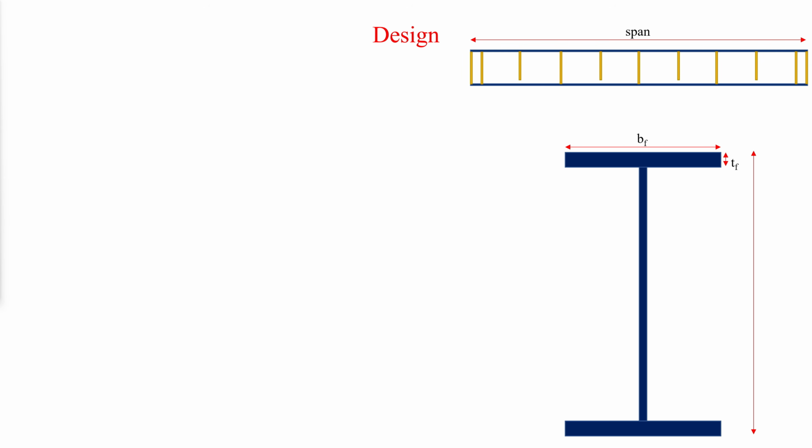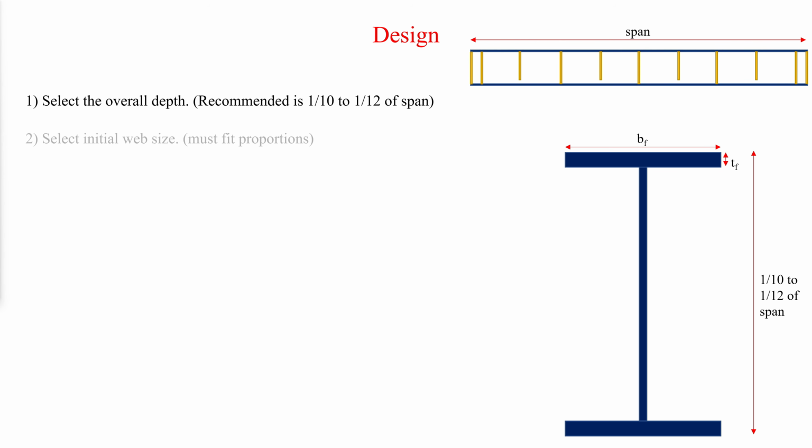For design of plate girders, the following steps should be made. Select the overall depth. It is recommended to start with a depth of 1/10 to 1/12 of the span. Select a trial web size. The web depth can be estimated by subtracting twice the flange thickness from the overall depth selected. The web thickness tw can then be found by using the following limitations as a guide.